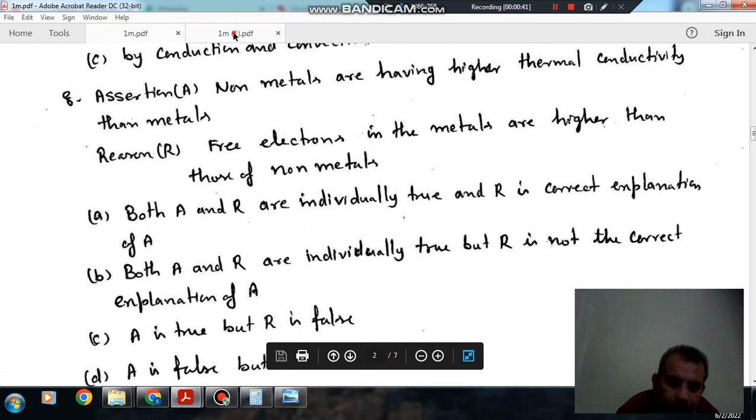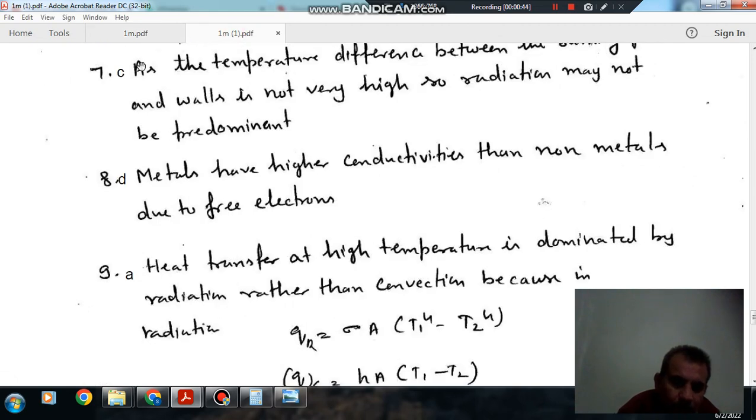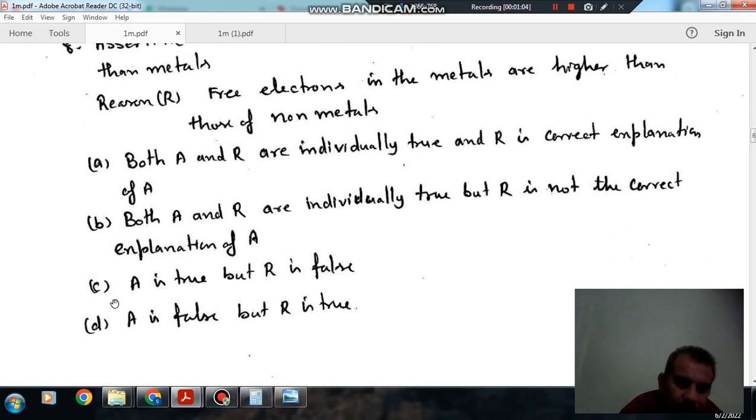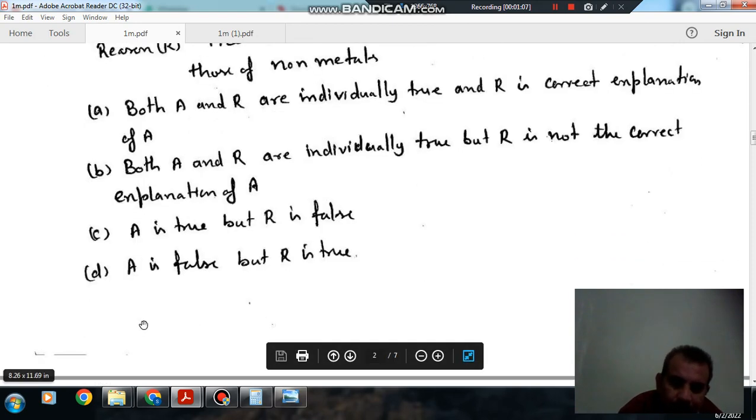So metals have higher conductivity than non-metals due to free electrons, but here in this A it is given that non-metals have higher conductivity as compared to metals, so that is wrong, and this is right because free electrons in metals are higher as compared to non-metals. That is correct. So answer is B.